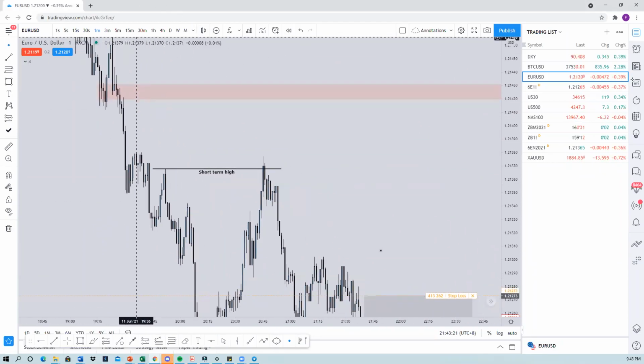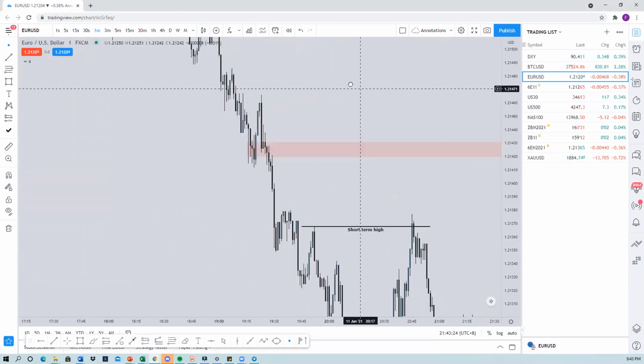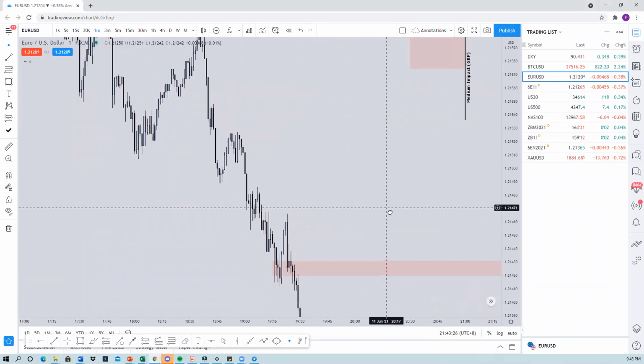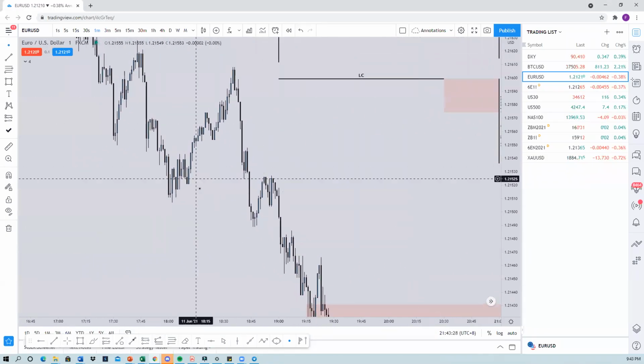Then if you look at, I'd say another one. I believe I took a trade earlier. The one I took a recording of. I can't remember exactly. I think it was somewhere here.